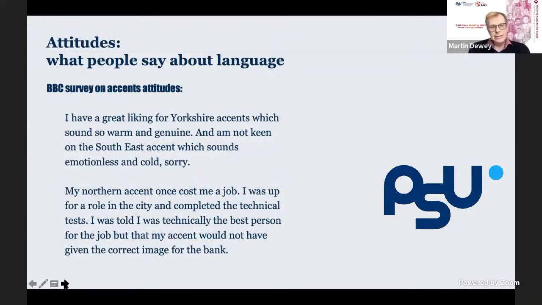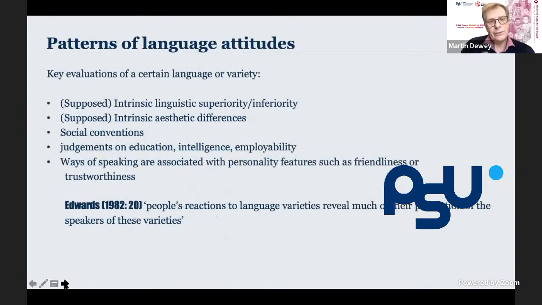And then the second example here relates to that behavioral characteristic. So my northern accent once cost me a job. In other words, I didn't get the job because of my accent. I was up for a role in the city, so this is a person who was being interviewed for a job in the City of London in the financial sector. I completed the technical tests. I was told I was technically the best person for the job, but that my accent would not have given the correct image for the bank. So you see this very, very strong connection between the way someone speaks and what personality traits we assume they have, what level of education we assume they have, and what kind of technical ability they have.